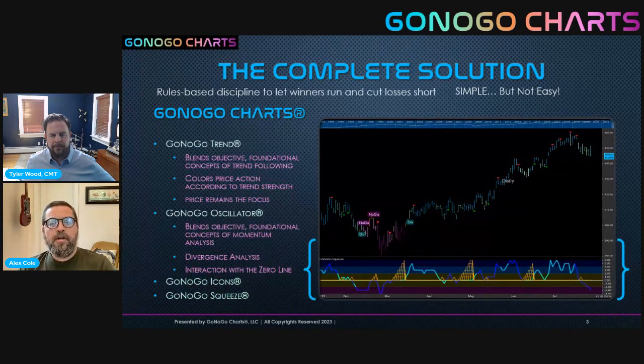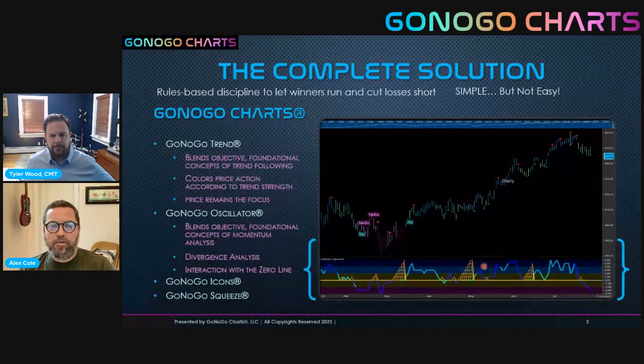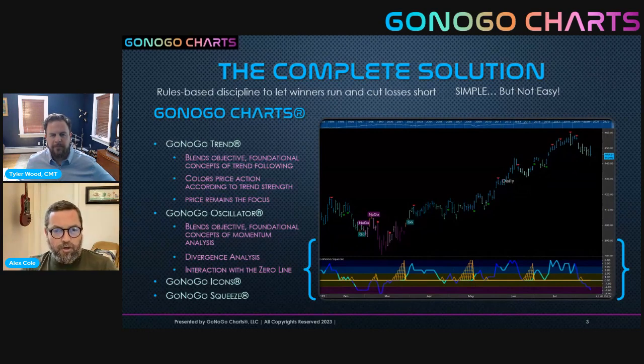We've also talked about momentum concepts and how we can take the same approach, blending those objective and sort of tried and true concepts of momentum analysis into just one indicator again that gives us everything we need in terms of identifying levels of overbought and oversold, in terms of divergence analysis. But we also are going to touch on today how the oscillator interacts with the zero line and how powerful that can be when using momentum ideas within trends. And that leads us to then a discussion of these GoNoGo icons, which we're going to talk about, and GoNoGo squeeze we'll get to in a later video.